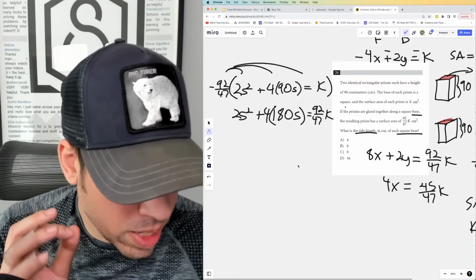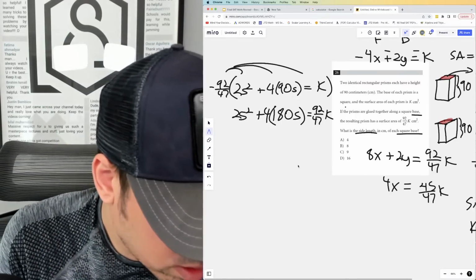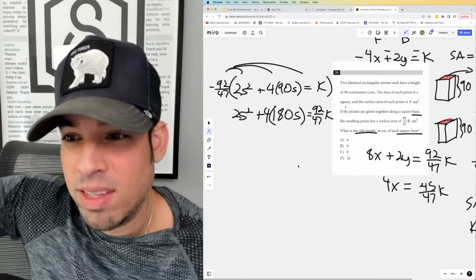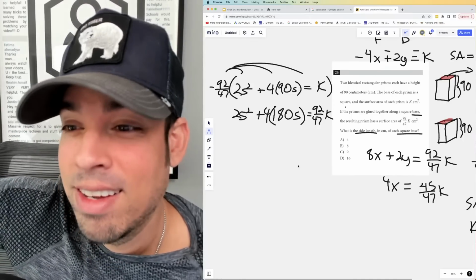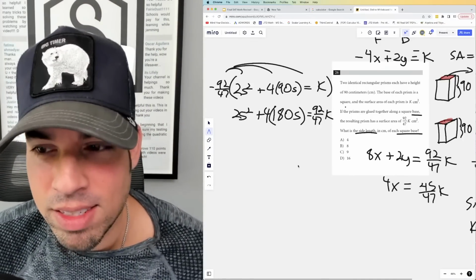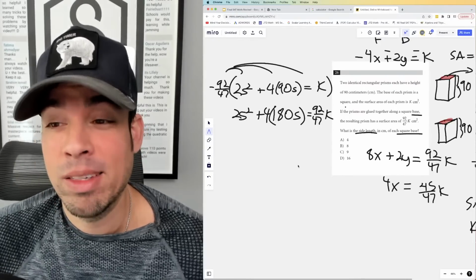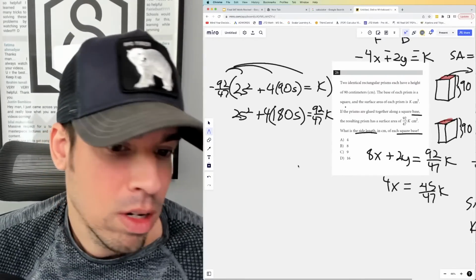So basically it's taking this through and then solving it as a quadratic once you combine this system. But it's just a crazy amount of work. It's a really difficult problem.